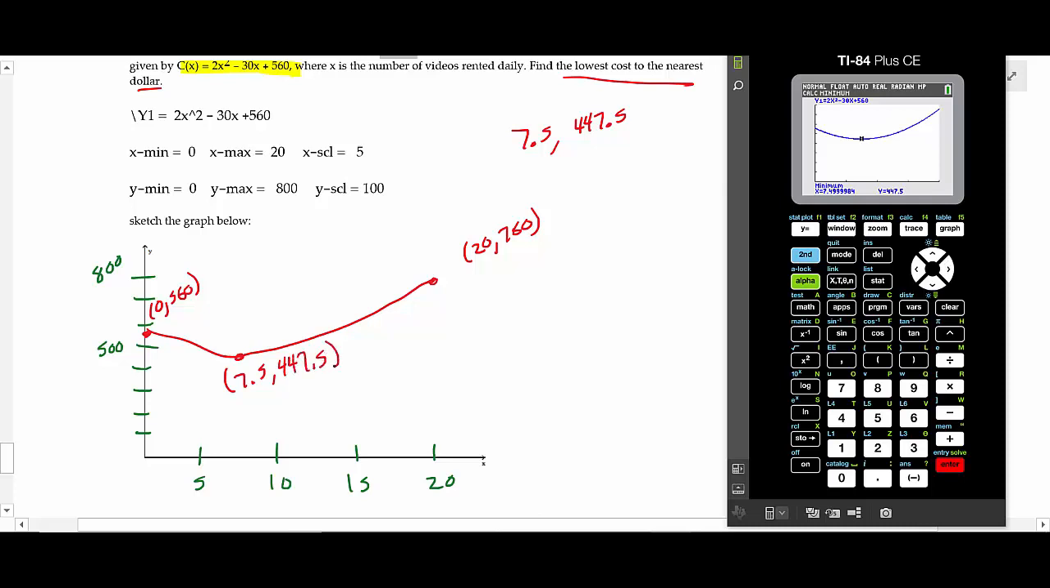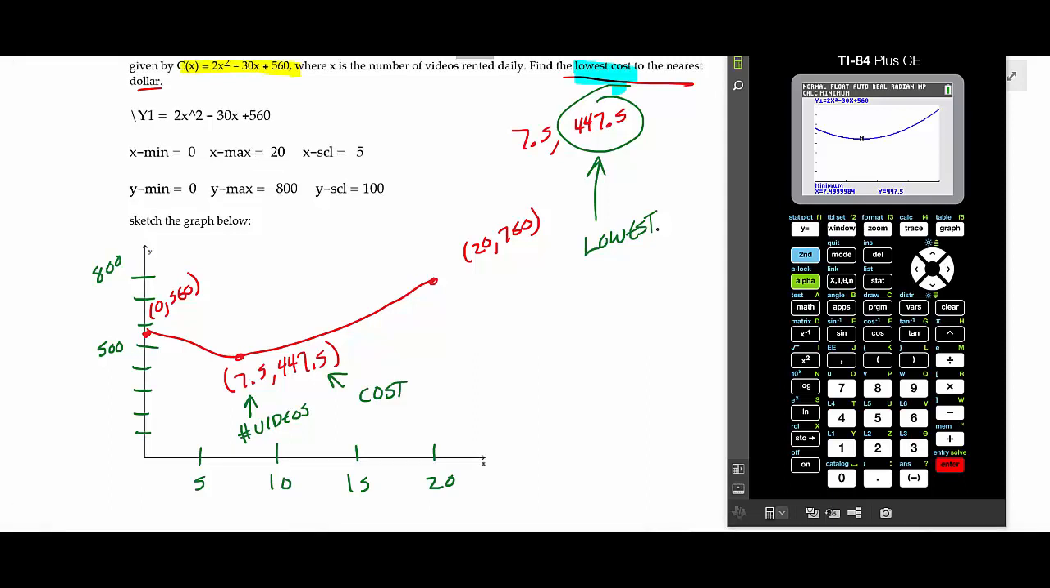So the question is, what is the lowest cost? Which number is the cost? It's the 447, right? If you read the problem, X was the number of videos rented, I think, and then it said Y is the cost. So the answer to the problem would be 447 is the lowest cost. Sometimes I teach a business calculus class, and we do a lot of economics applications like this, and we do it with calculus methods.